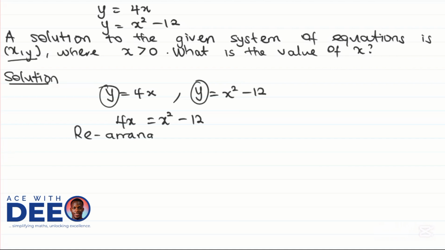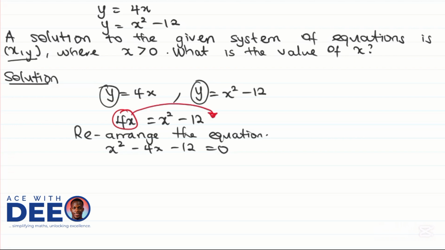Let me rearrange the equation. By the time I rearrange the equation, I'm going to have x squared minus 4x minus 12 is equal to 0, because I'm going to transfer this to the other side. So let me show you that somewhere here. It's going to be 0 is equal to x squared. Since I'm taking 4x to the other side, it becomes minus 4x. Then I have minus 12 already. So more like I just took the 0 to the other side. That's why I have x squared minus 4x minus 12 is equal to 0.